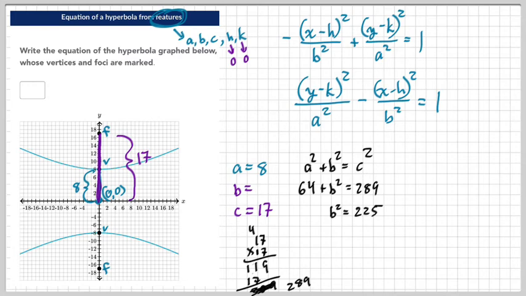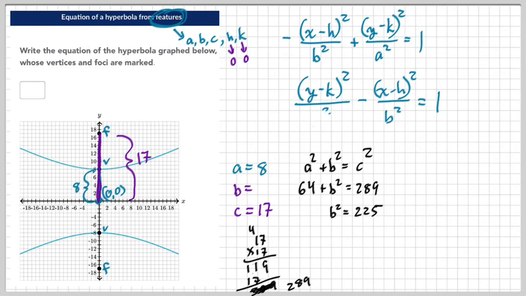We don't really care what the B is, even though you guys probably know. What's the square root of 225? It's 15. We don't need it, though. We just need the B squared. Actually, shoot, this is a vertical one. Okay, so we are going to use this one. I lucked out. I would just have to change the negative sign and switch the A squared to B squared, but what we got here is correct.